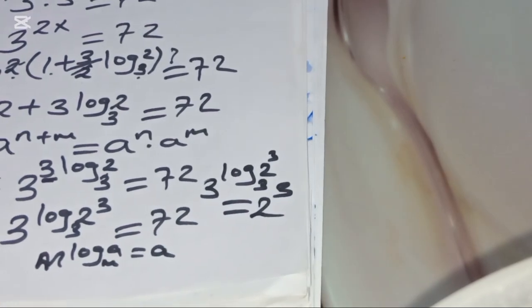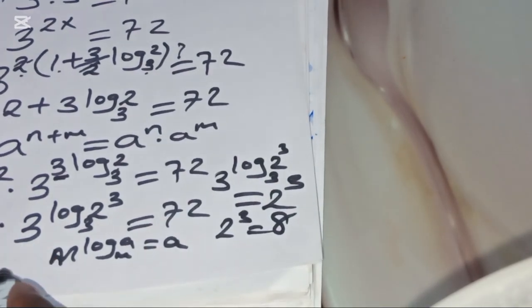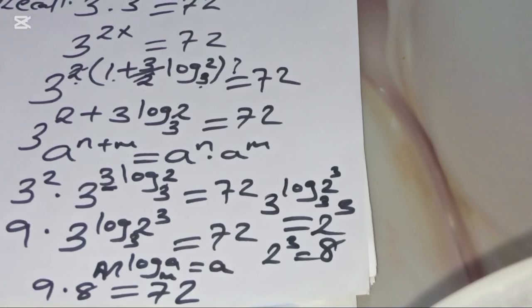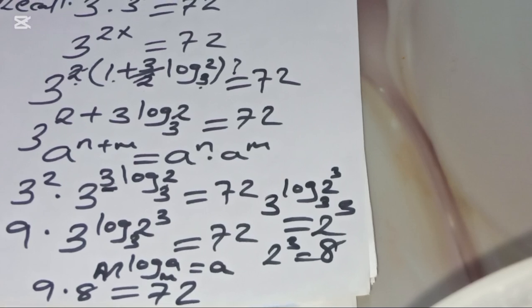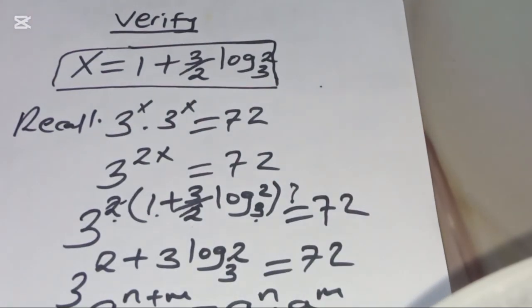And what is 2 to the power 3? 2 to the power 3 is basically equal to 8. So now we'll have 9 multiplied by 8. This should give us a value of 72. Okay, and it's true that 9 times 8 is equal to 72, which is equal to 72. So that means the left-hand side is equal to the right-hand side, and that affirms that the value of x, which is 1 plus 3 over 2 log 2 to base 3, actually satisfies the equation.